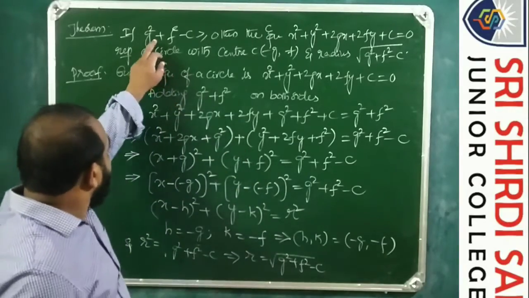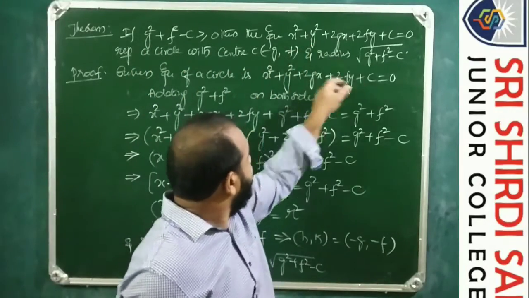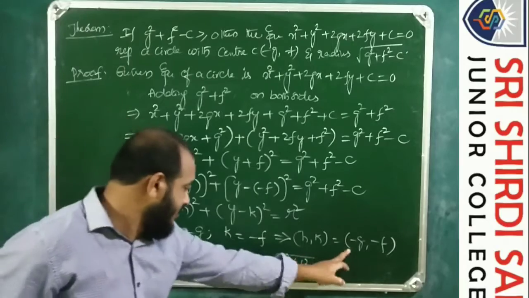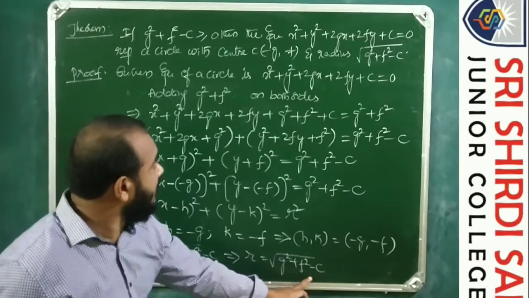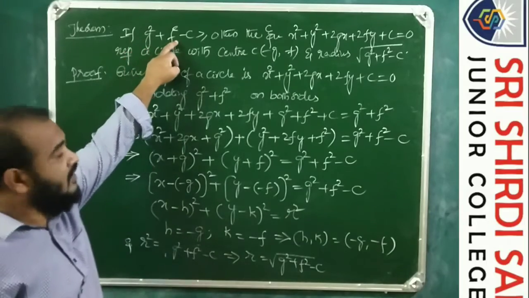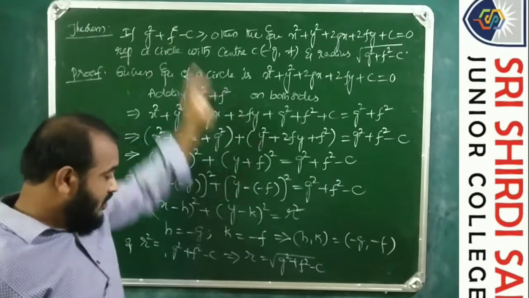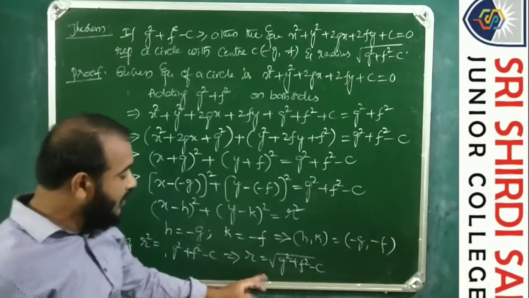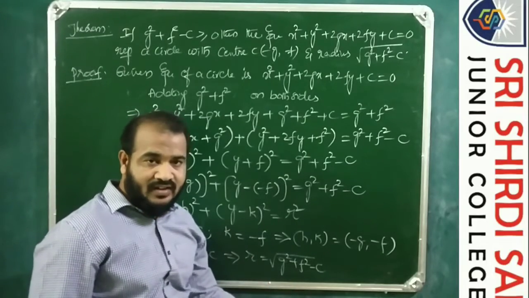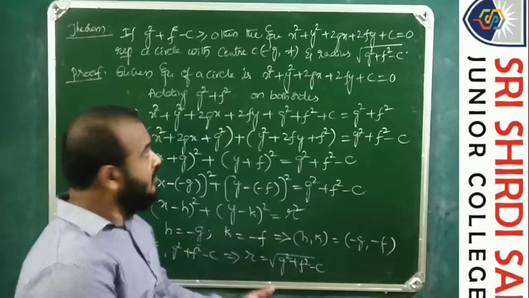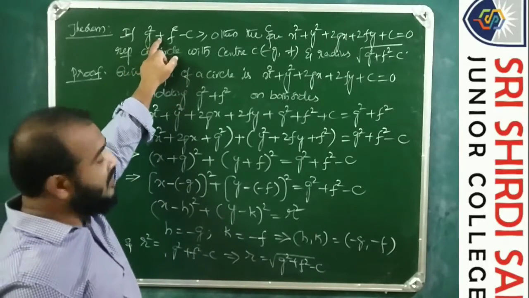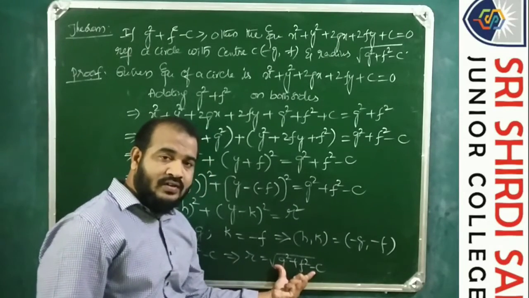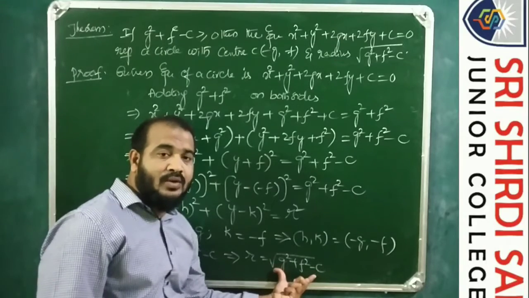So for this equation of the circle, the center C is (minus g, minus f) and the radius is square root of g square plus f square minus c. With g square plus f square minus c, the radius should always be either equal to 0 or greater than 0. Then only it is said to be a real circle. Otherwise it is an imaginary circle. For an imaginary circle we don't have any radius. So this is the necessary condition. The radius could be 0. For radius equal to 0, it is said to be the point circle.